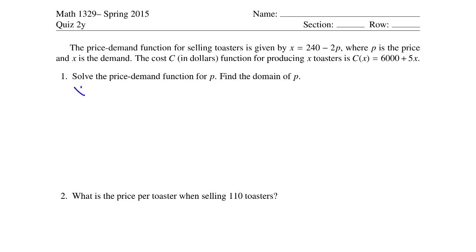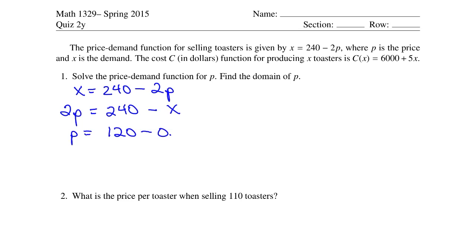So let's start with the price demand function, and let's solve this for p. So we're going to move the 2p to the left and move the x to the right. Then divide both sides by 2. And we get 120 minus 0.5x.